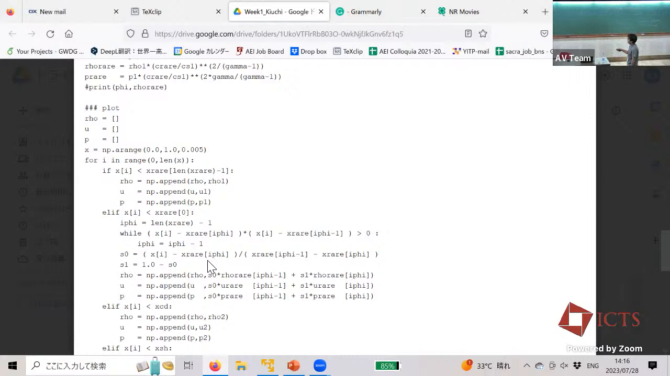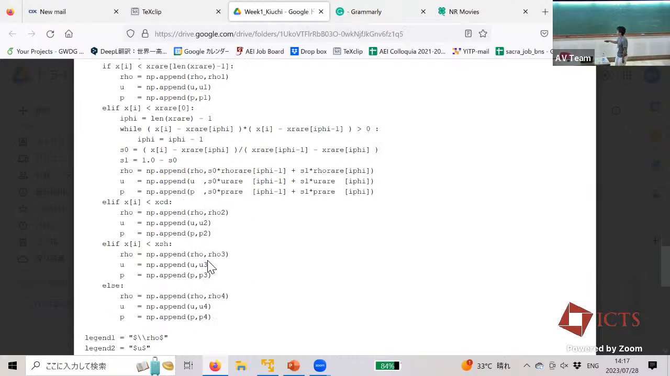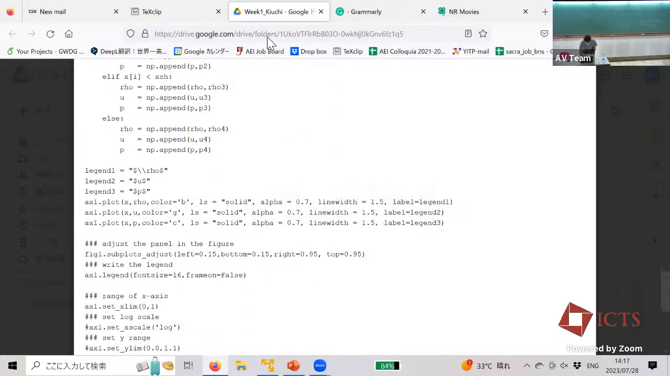and plug in each solution, like rho 1, if the X in this direction is smaller than the head of the rarefaction wave, and this state should be rho 1, state one. And if it is smaller than the rarefaction wave tail, then this is inside the rarefaction. So you plug the internal structure of the rarefaction wave into rho, U, P. And if the X is smaller than the contact discontinuity, this describes the P2 and U2, rho 2. And after that contact discontinuity, the state three appears here. And finally, the final state is the four state. Then you can generate an array of rho, U, P, and then plot them with this equation like this. I think the answer, give me 1 second.